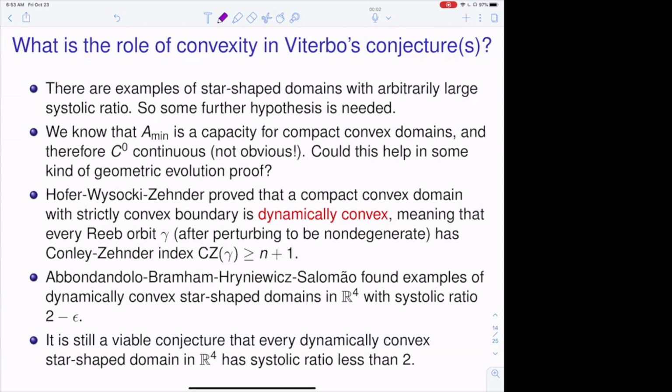But unfortunately, it doesn't work because ABHS found examples in R4 which are dynamically convex, but they have systolic ratio close to 2. So these are probably not symplectomorphic to convex domains, or if they are, they're counterexamples of the conjecture. You could still conjecture that every dynamically convex star-shaped domain in R4 has systolic ratio less than 2. I think that's probably true.